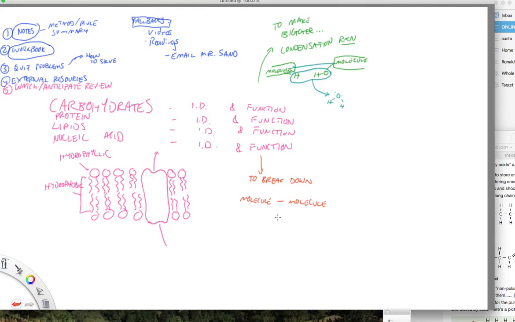Okay, now water comes in. Water comes in and says, what's up with this? You guys break apart. I don't like you hanging out together. Right? So this water comes in and says, you two get away from each other, and leaves one of the molecules with an H and the other one with an OH.